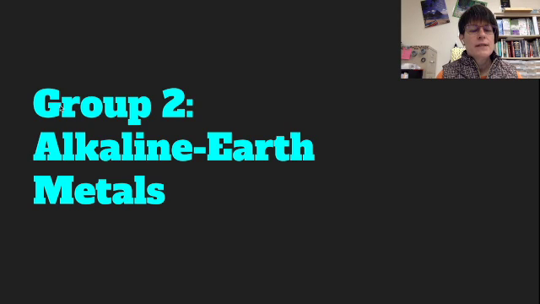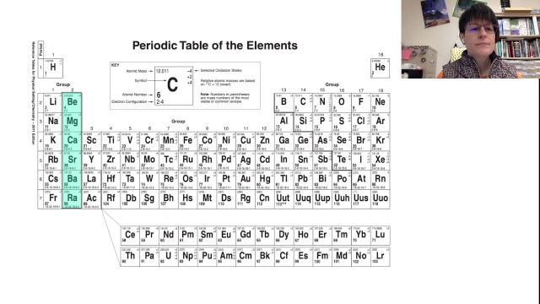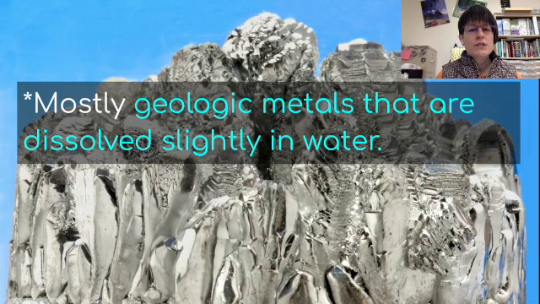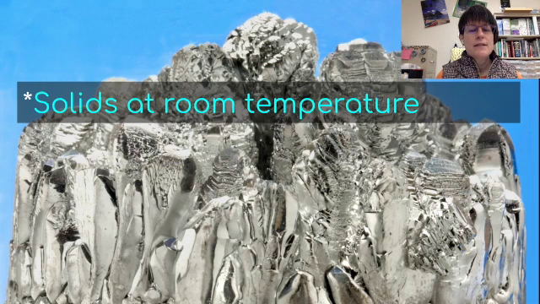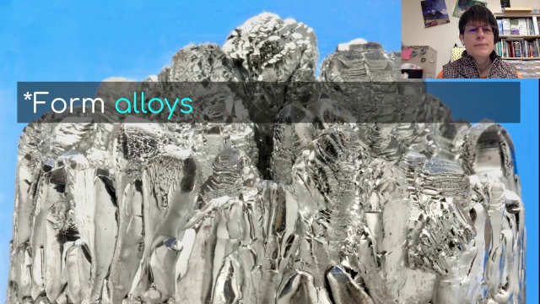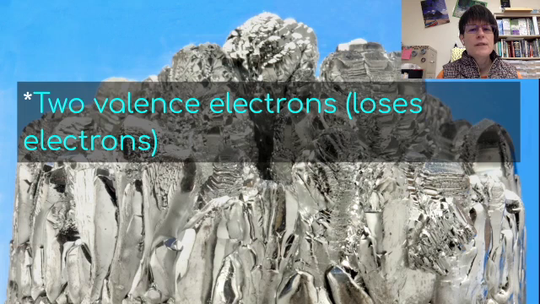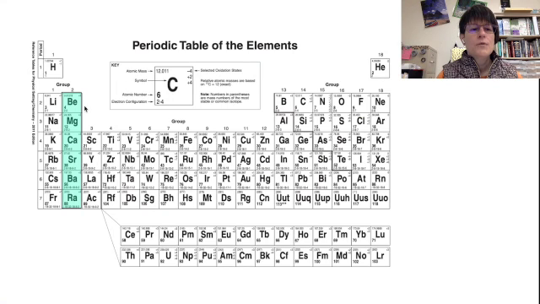Group 2, the alkaline earth metals, right here, group 2. They're mostly geologic metals that are dissolved slightly in water. They are solids at room temperature. They like to form alloys, which are mixtures of metals. And they have 2 valence electrons, which means that they like to lose those electrons and form a positive 2 charge, as we see here on the periodic table for the oxidation states.